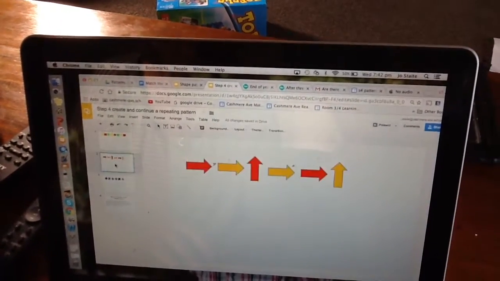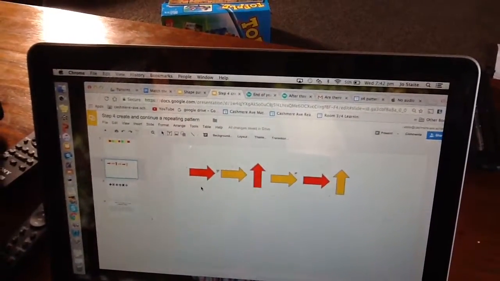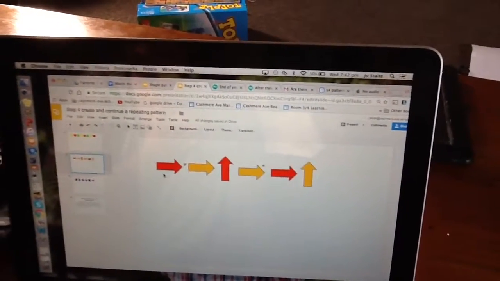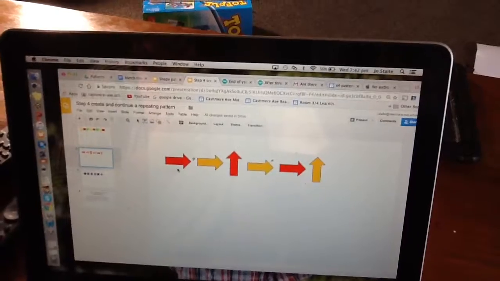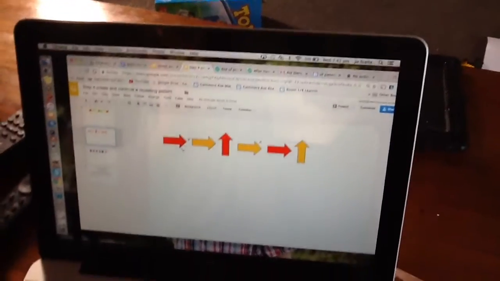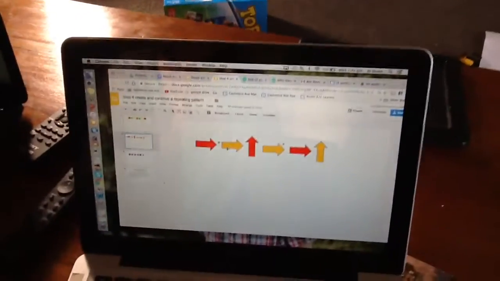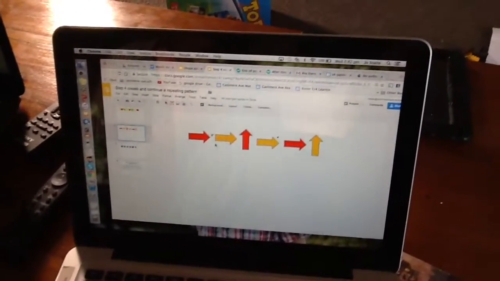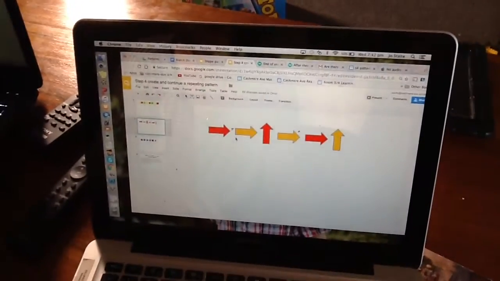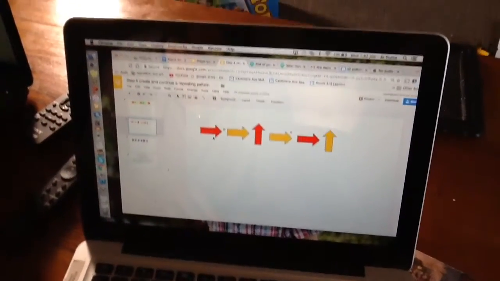Let's try another one. Here I seem to have some arrows, and it seems to be repeating. And when I look at it, I can see that there's two different things happening, two different variables that are changing. One variable that's changing is the colour. Another variable that is changing seems to be the way the arrows are going. So I'm going to start with the shape one at first because it seems to be easier.